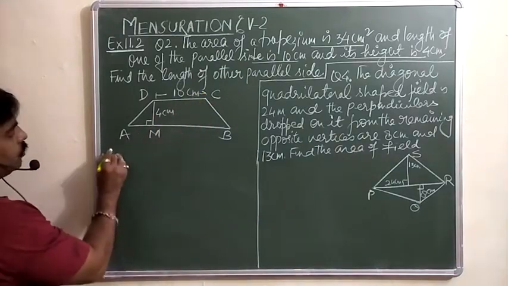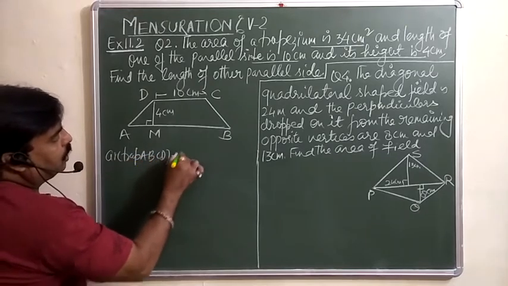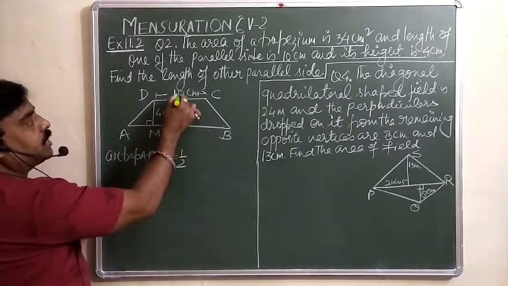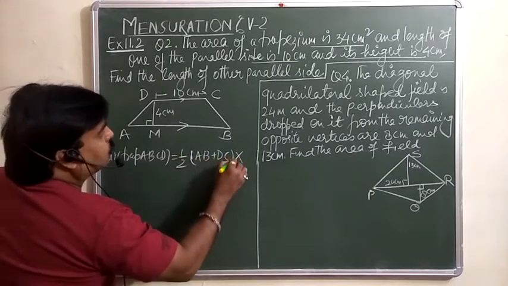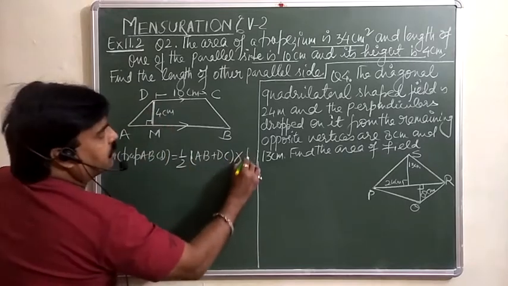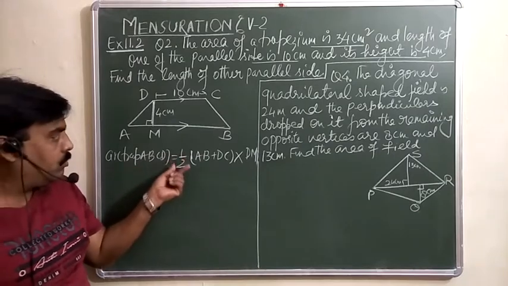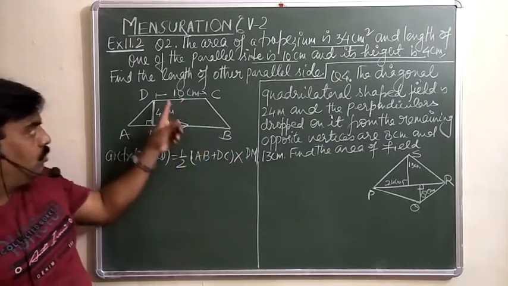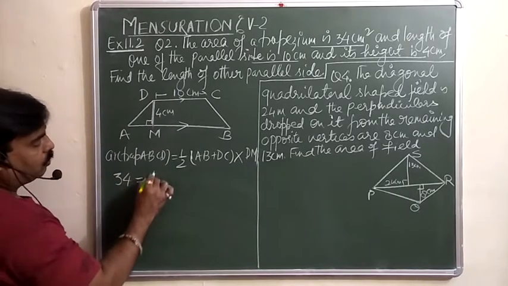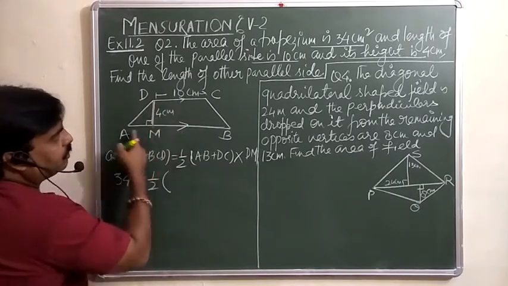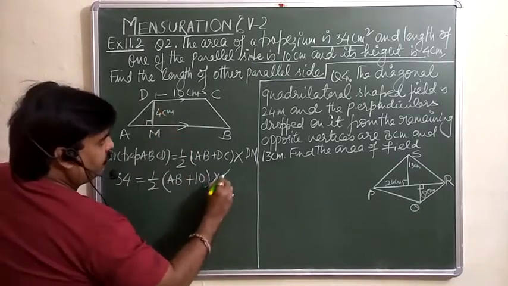So the formula, you already know, that area of trapezium ABCD is equal to 1 over 2 sum of the parallel sides, AB plus DC, into distance between the parallel sides, that is DM. We know the formula for area of trapezium: 1 over 2 sum of the parallel sides into the distance between them. Area is given 34, 1 over 2 AB we want to know, and DC is given 10 and DM is given 4.